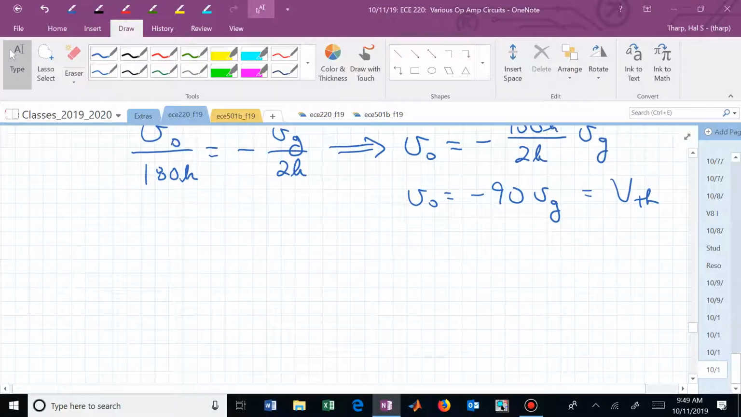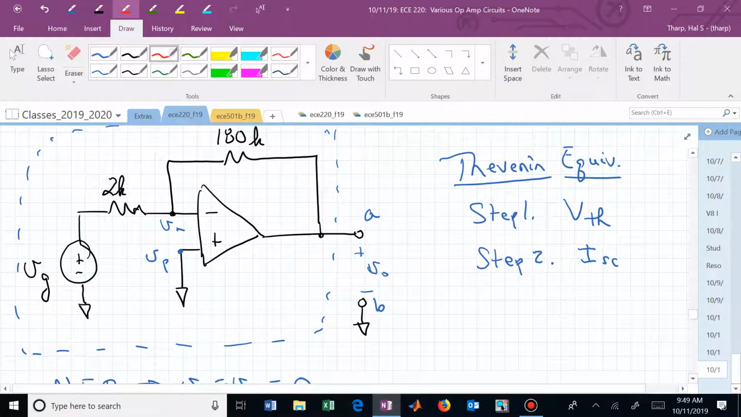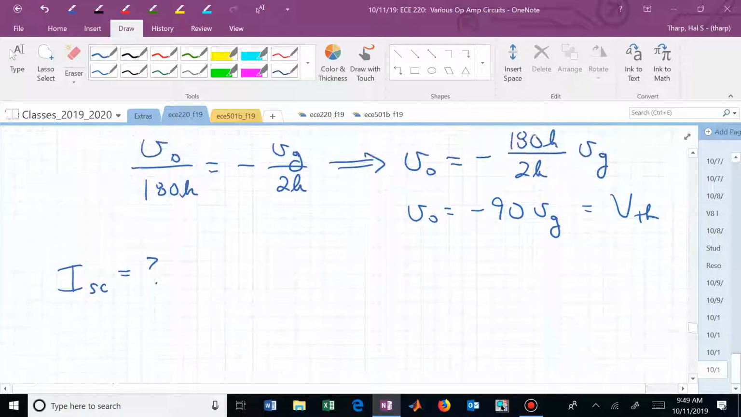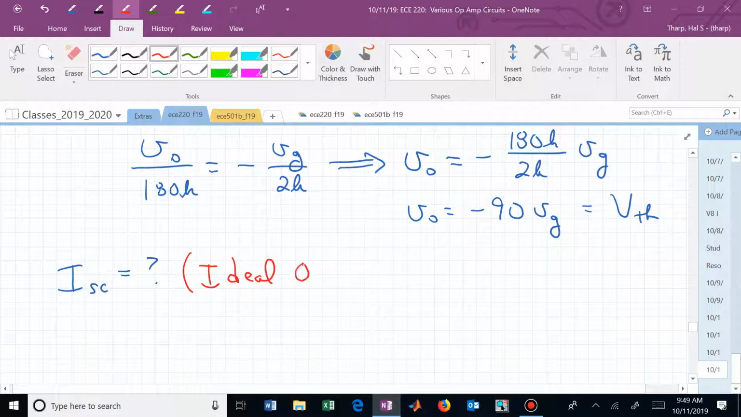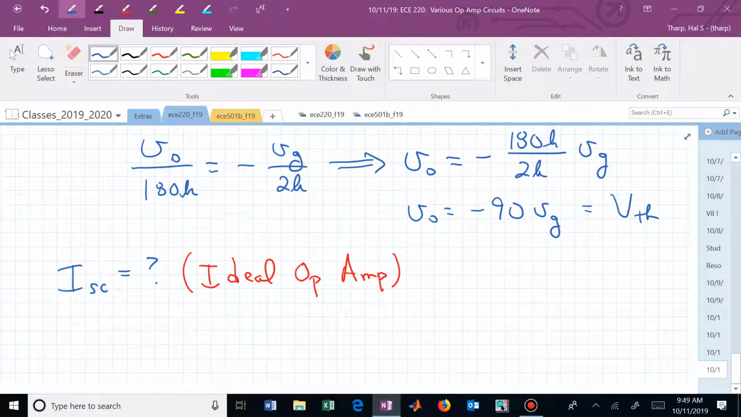What about I short circuit? Now if we go back here and we actually short pins A and B, terminals A and B, and measure the current, now we're assuming an ideal amplifier or an ideal op amp. So now in this particular case, in fact, if we shorted the output terminals for an ideal op amp, we can get as much current as we want out of that, is the ideal scenario. We're not assuming the real data sheet limits on that current.